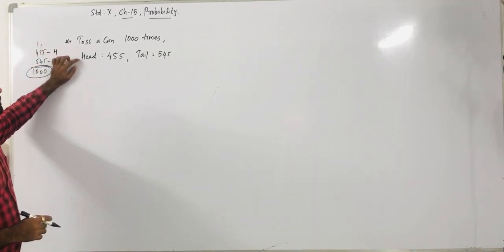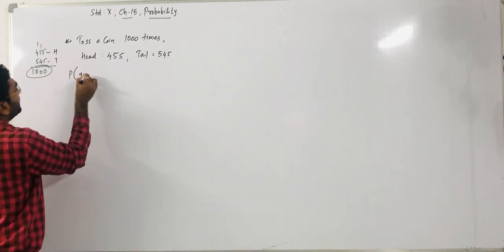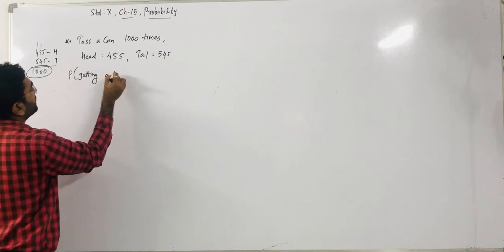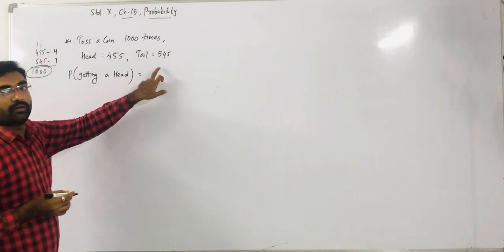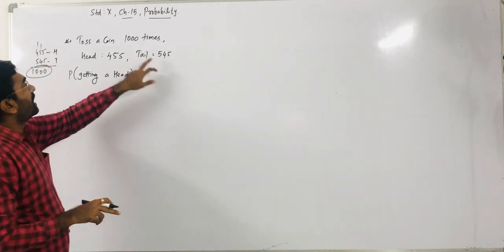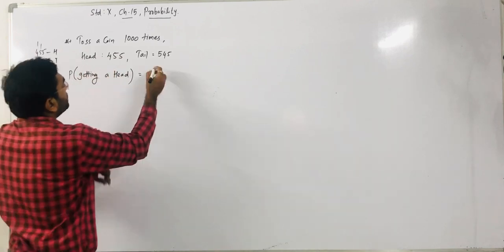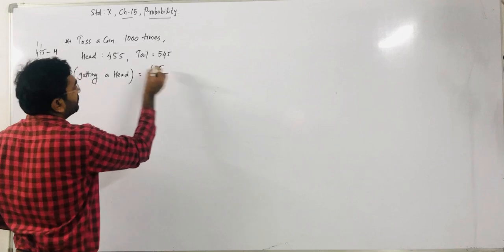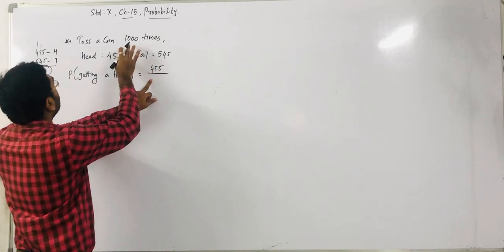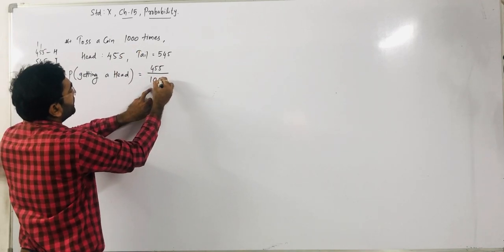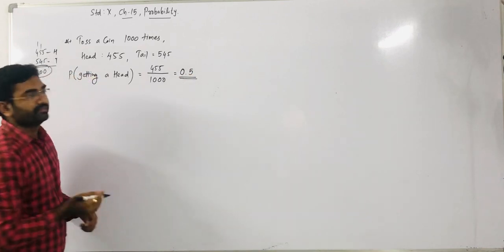Whenever we find out the probability of getting a head, how can we define it? In the numerator we write the number of trials in which we get a head. Out of 1000 times, 455 times we get a head. In the denominator we write the total number of trials. How many times did you try? 1000 times. If you divide them, you get a value nearest to 0.5.